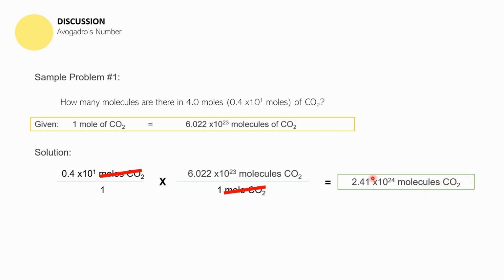molecules of carbon dioxide. You multiply 0.4 with 6.022 to get the base number. Then when you multiply numbers in scientific notation, you just add up the exponents. So you get 23 plus 1, that's 24. The answer is 2.41 times 10 raised to the 24th power molecules of carbon dioxide for every 4 moles of carbon dioxide.